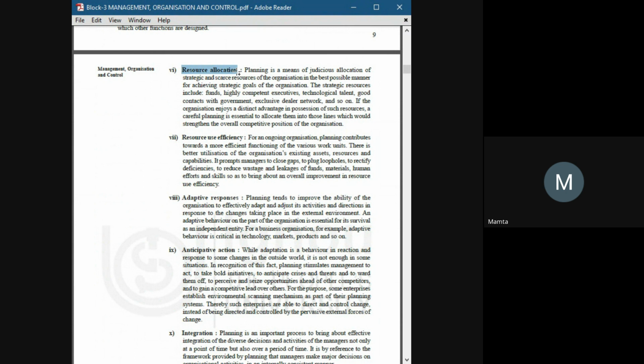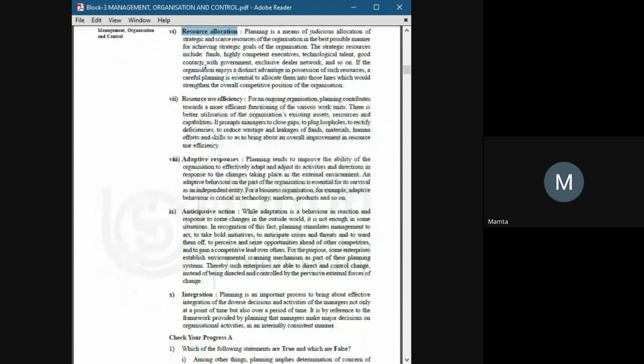Resource use efficiency. For an ongoing organization, planning contributes towards a more efficient functioning of various work units. There is better utilization of the organization's existing assets, resources and capabilities. It prompts managers to close gaps and plug loopholes to rectify deficiency, and to reduce the wastage and leakage of funds, material, human efforts, skills, and so on.